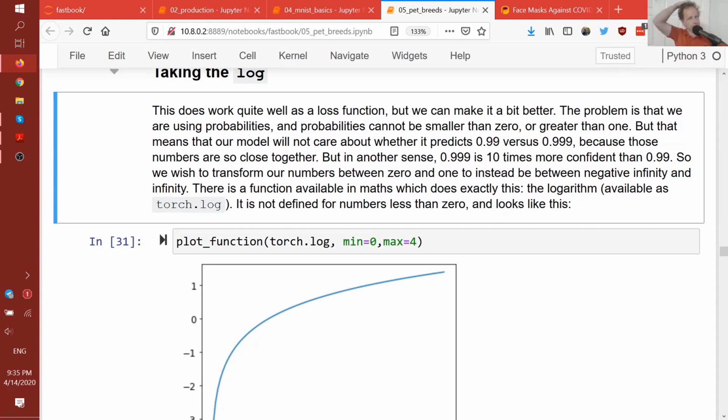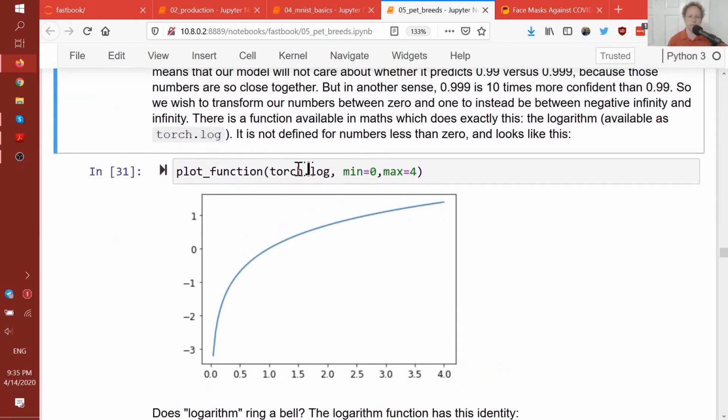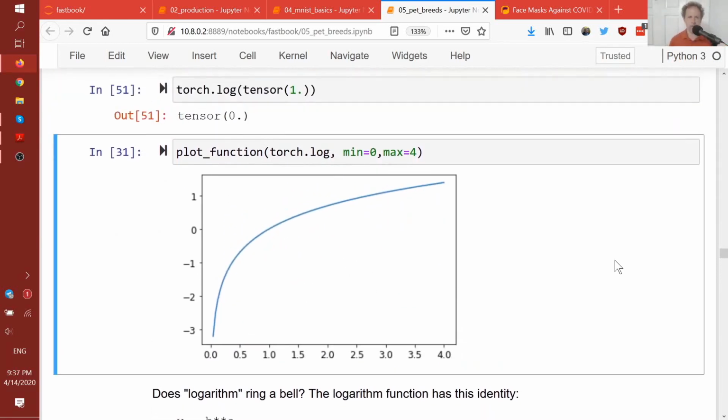So really what we'd like to do is to transform the numbers between 0 and 1 to instead be between negative infinity and infinity. And there's a function that does exactly that, which is called logarithm. So the numbers we could have can be between 0 and 1. And as we get closer and closer to 0, it goes down to infinity, and then at 1, it's going to be 0. And we can't go above 0 because our loss function, we want to be negative.